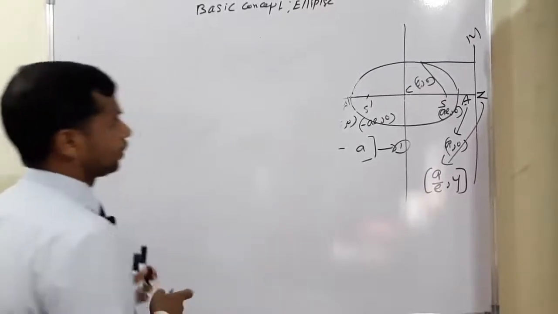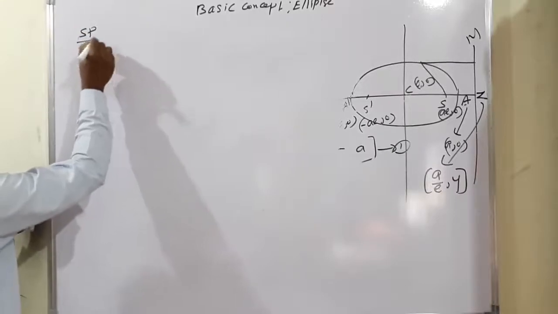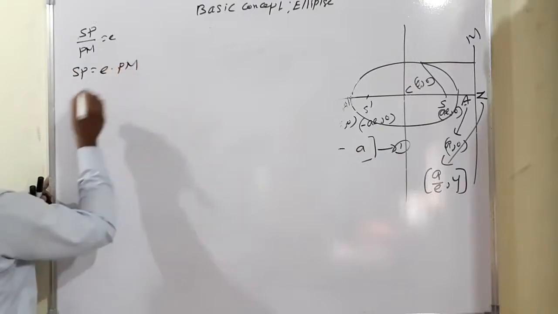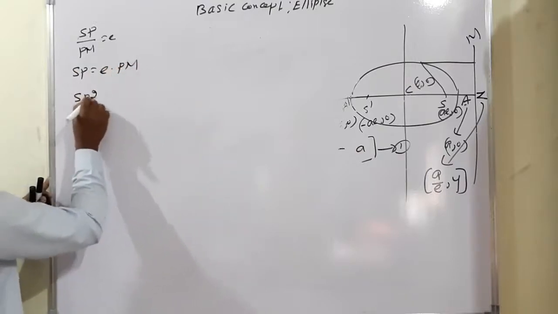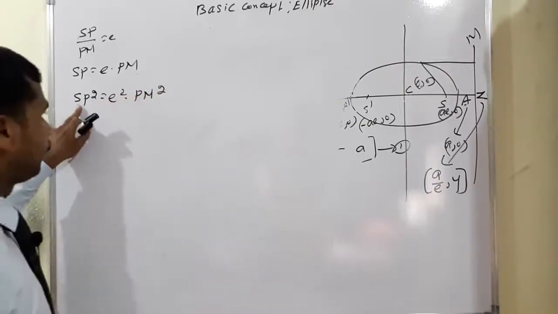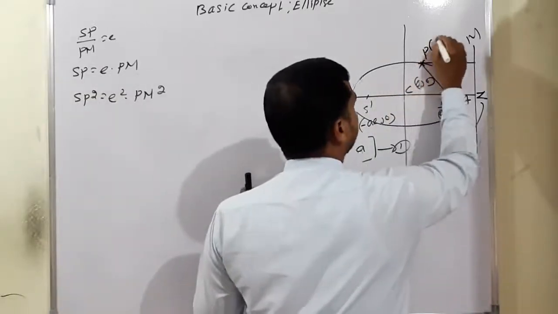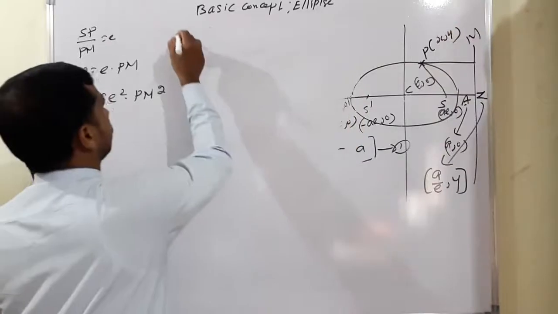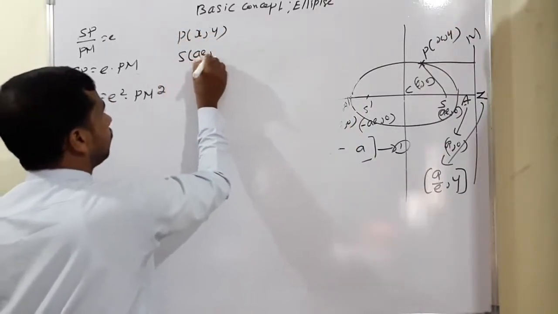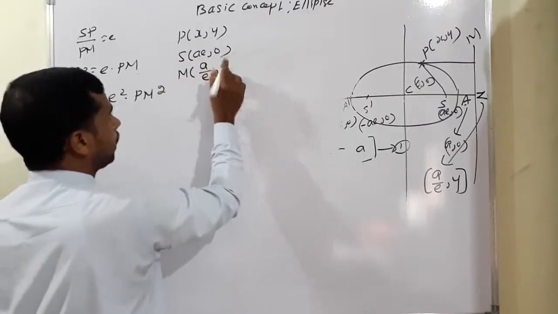So moving to the general term of ellipse, the basic form is SP divided by PM is equal to E. If you cross multiply, SP is equal to E into PM. Squaring on both sides, SP square is equal to E square into PM square. First we have to find the distances. P is the moving point, consider P as x comma y. S means focus, focus means AE comma 0. Then M, just now we found, A by E comma y.